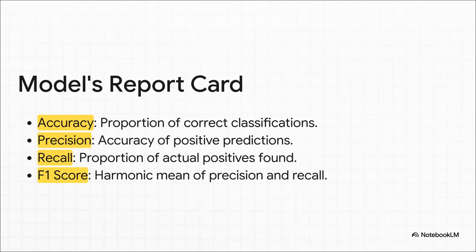But hold on. A great grade like 96.5% isn't the whole story. You can't just look at one number. To really understand how well our model is doing, especially for something as important as a medical diagnosis, we need its full report card. Yeah, accuracy tells us how often it's right overall, but we also need to look at precision. When it says yes, how often is it actually yes? And recall, of all the actual yeses out there, how many did it manage to find? It's a great reminder that in machine learning, one number almost never gives you the complete picture.